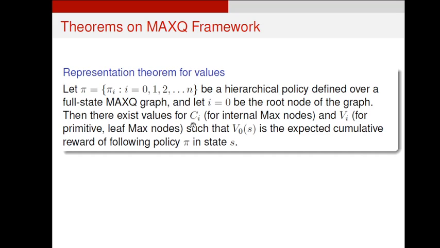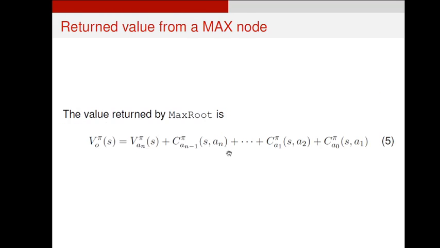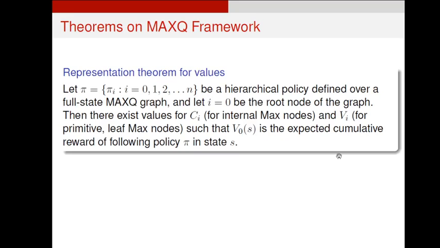Then there exist values C_i, that is internal max nodes, and V_i for the primitive leaf max nodes, that means the last terminal one, such that V^π_0 of s is the expected cumulative reward of following policy π in the state s. That means this definition is valid. We are using that theorem to calculate V^π_0 of s as the sum of this leaf node state value plus the remaining q values. It is uniquely determined. That is one of the first theorems in the MAXQ framework.